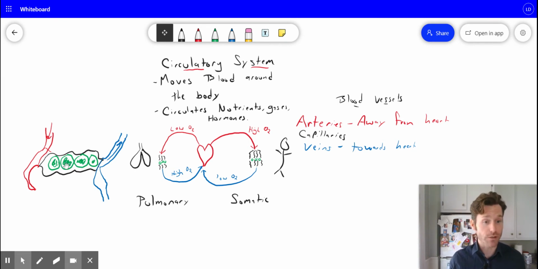Like CO2. So this cell needs more oxygen, and it takes it from the blood. This cell wants to get rid of some CO2, and it dumps it into the blood. That happens across the capillaries, which are very thin, so that exchange can occur. That blood then moves into the veins and goes back to the heart. So: pump, transfer, move.